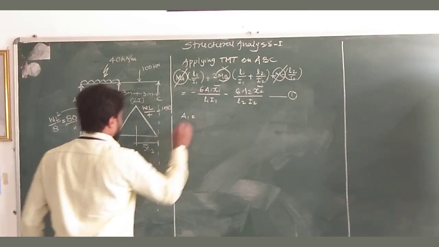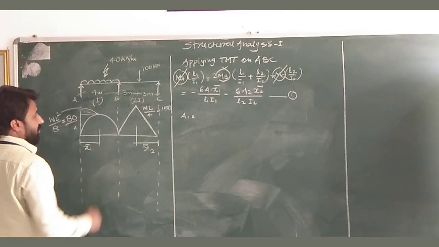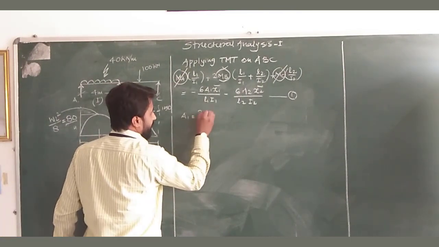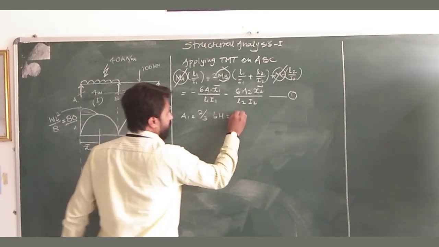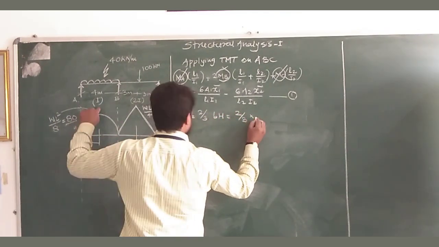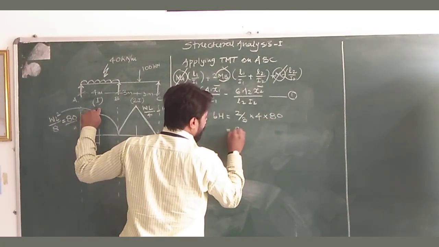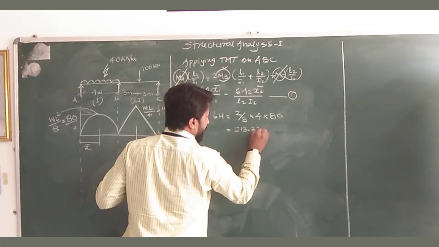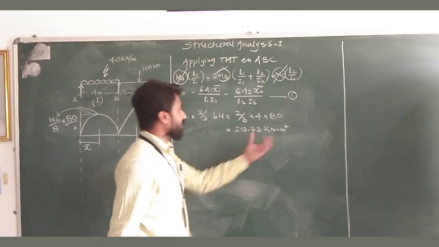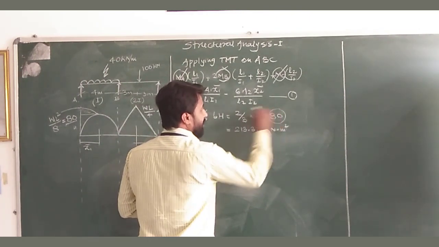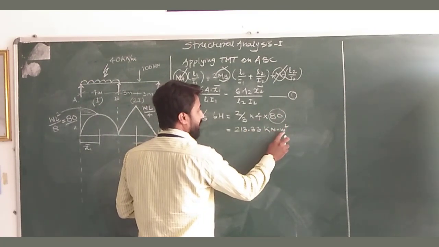Area 1 is for the bending moment diagram of the first span, which consists of UDL. So the area we have seen is 2/3 of B into H. So 2/3, the value of B is 4 and the value of H is 80. So the area is 213.33. The unit will be kilonewton meter square. Why kilonewton meter square? Because this 80 is in kilonewton meter, so kilonewton meter into meter will be kilonewton meter square.